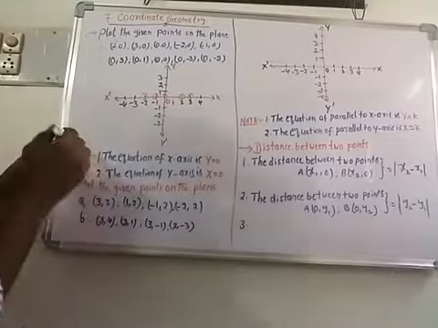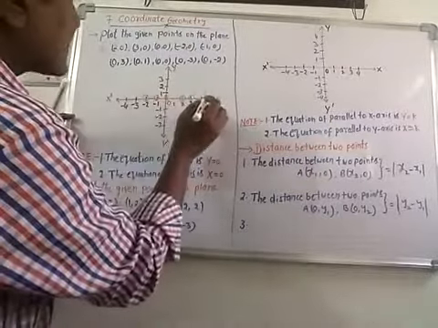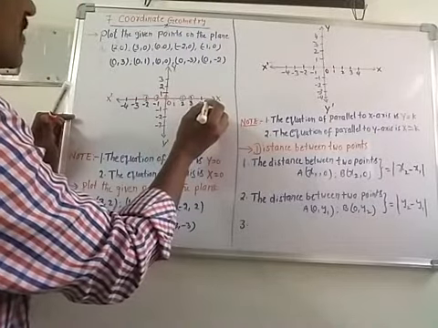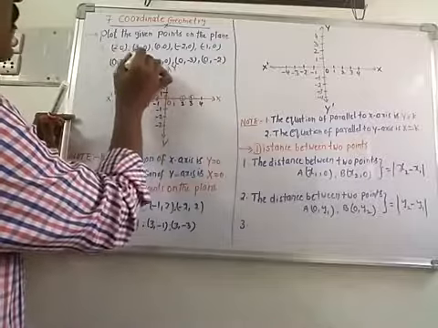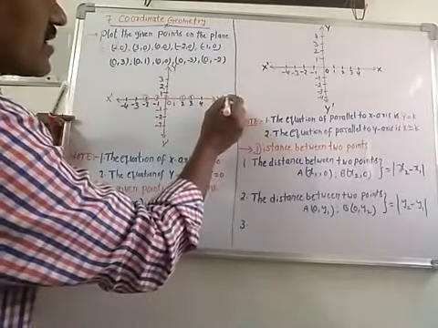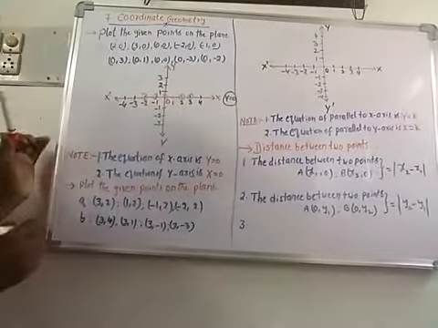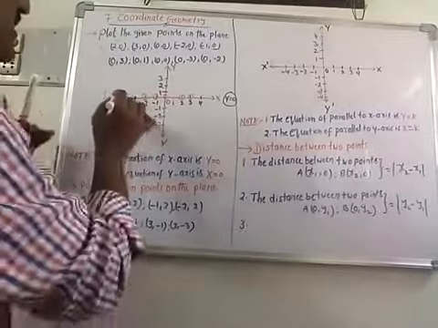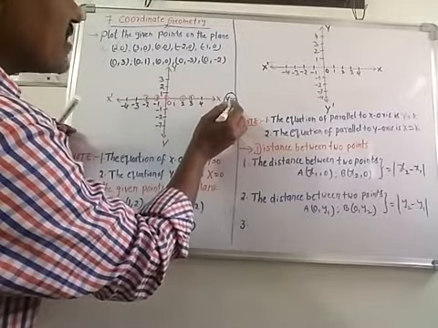So here you observe that on the x-axis the y coordinates are 0. That is the equation of x-axis. That means on the x-axis the y coordinate is 0.